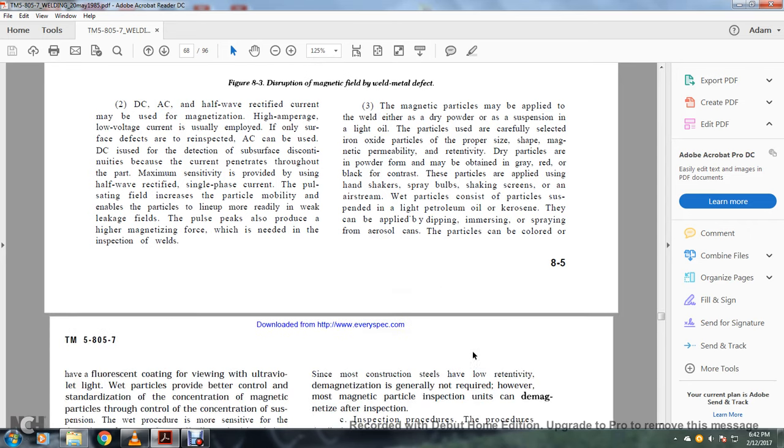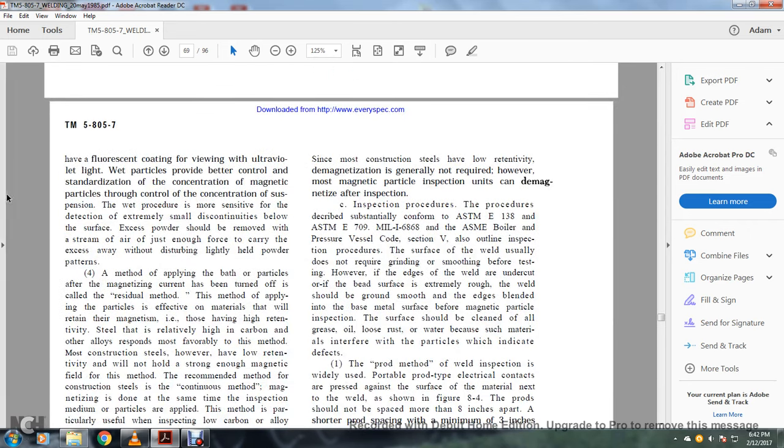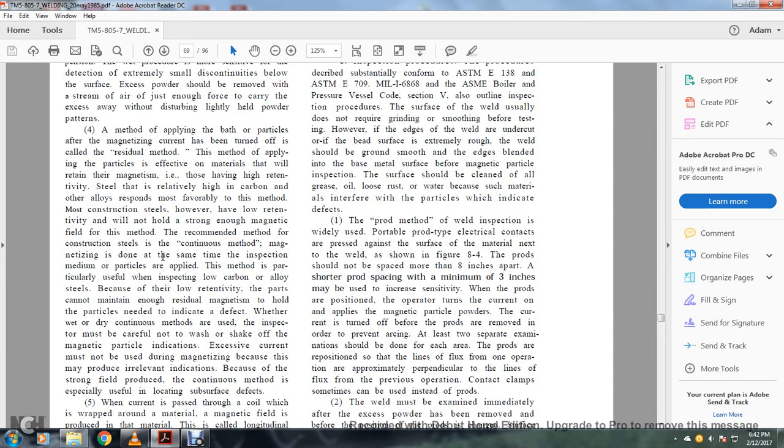These particles can be colored or have a fluorescent coating for viewing under ultraviolet light. The particles provide better control or standardization of the concentration of magnetic particles through control of the concentration of the suspension in the wet procedure. This is more sensitive for direct detection of extremely small discontinuities below the surface. The excess powder should be removed with a stream of air just enough to carry off the excess without disturbing the light powder patterns.